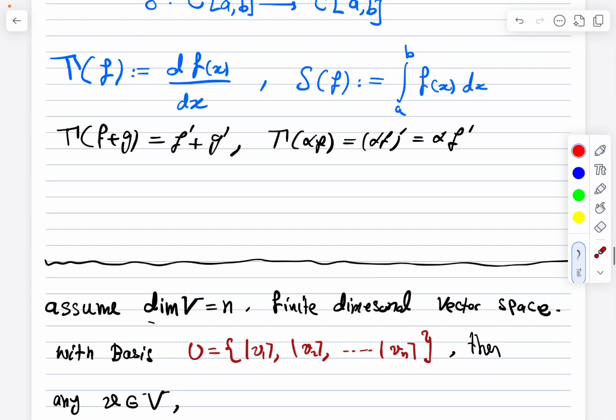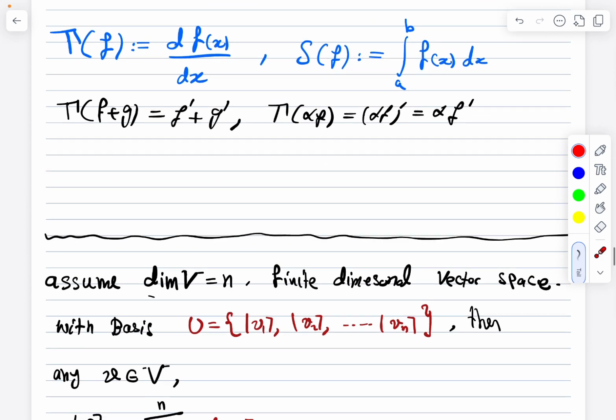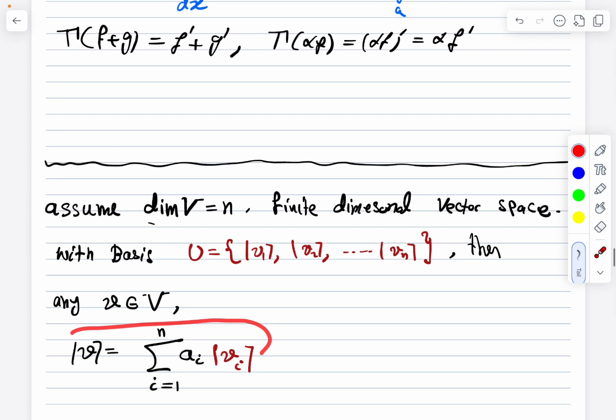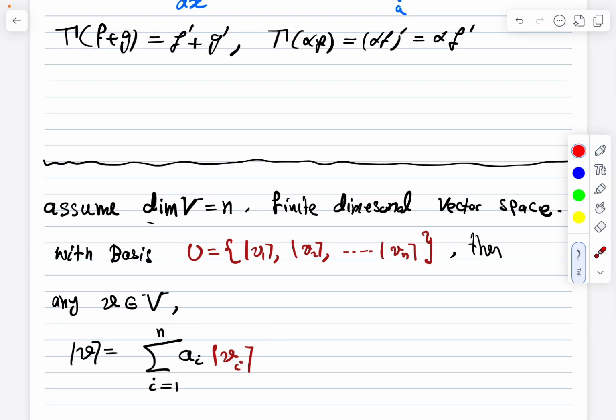Now we reach an important fact about finite dimensional vector spaces. Let's assume that I have a finite dimensional vector space with a dimension of n. Since it has a dimension of n, that means that we have n basis vectors, as we discussed in the previous video. That means any vector in my vector space can eventually be written as a linear combination of these. So far, nothing is new.